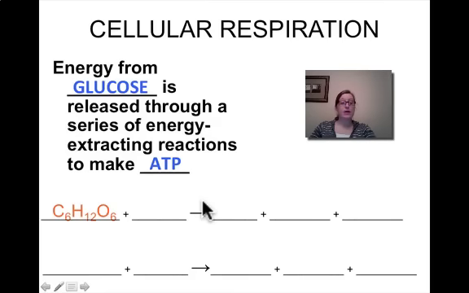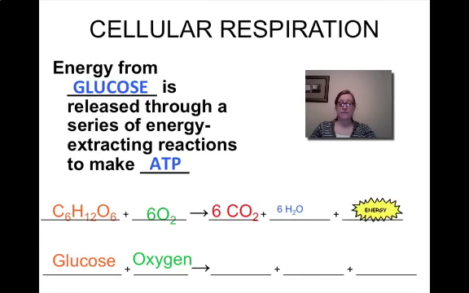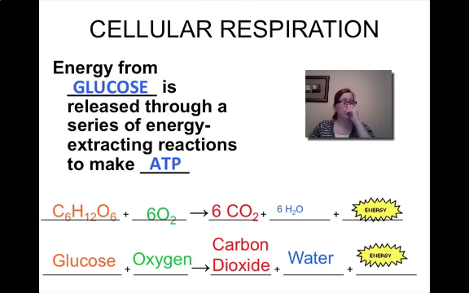Okay. Cell respiration is going to look a little bit different. So once we have that glucose, whether we've made it because we are plants or whether we've eaten it because we are heterotrophic organisms, we're going to use glucose, we're going to take in some oxygen, and then we're going to make these products, the carbon dioxide, water, and energy. And that energy again is in the form of ATP.